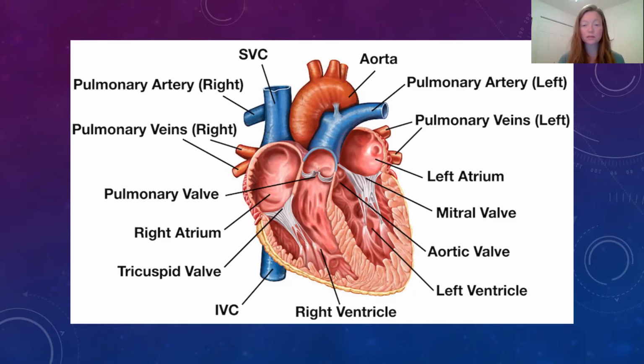And the heart consists of these different valves that help to make sure blood is flowing in the proper direction and that there's no backflow. The valves that separate the atrium from the ventricle are the tricuspid and bicuspid valves, and you can see that on the label here. The tricuspid valve separates the right atrium from the right ventricle, whereas the bicuspid, also known as the mitral valve, separates the left atrium from the left ventricle.